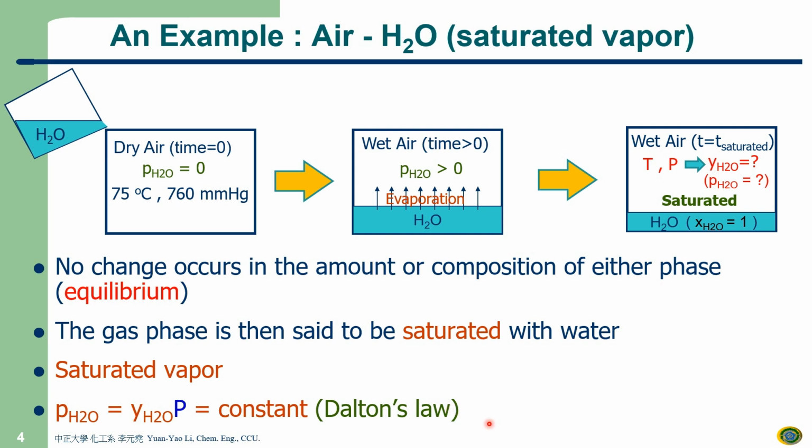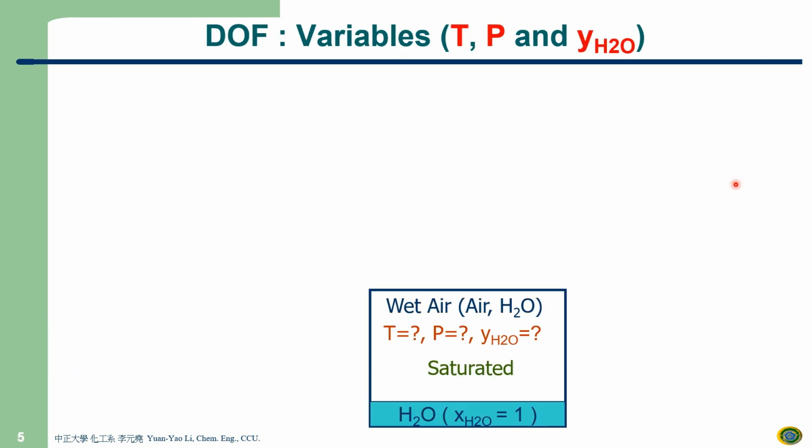Right. So now what we need to learn is the relationship between temperature, pressure, molar fraction of the water, and also the partial pressure of the water in the gas phase. Let's think of DOF variables. As I just told you, you have temperature, pressure, and molar fraction. There are three.